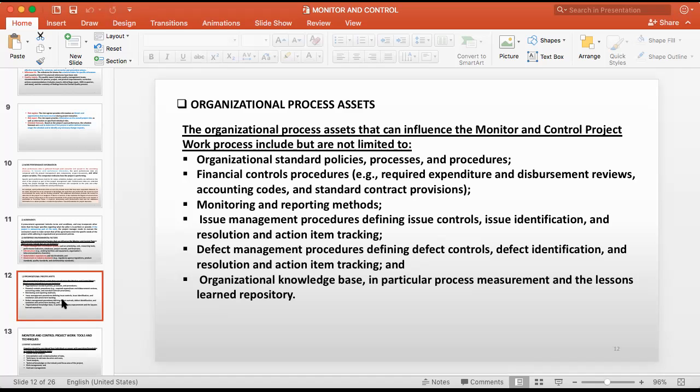The organizational knowledge base, in particular, includes process measurements and the lessons learned repository. The knowledge base is the lessons learned repository. That means what you have gathered from the previous projects. It's a company knowledge base. It can be mainly the tacit knowledge, explicit knowledge, what you have learned. So what you have learned from the project by true experience, you can document certain things. For this type of work, it's better you do it like this because we have some experience. So that is lessons learned.